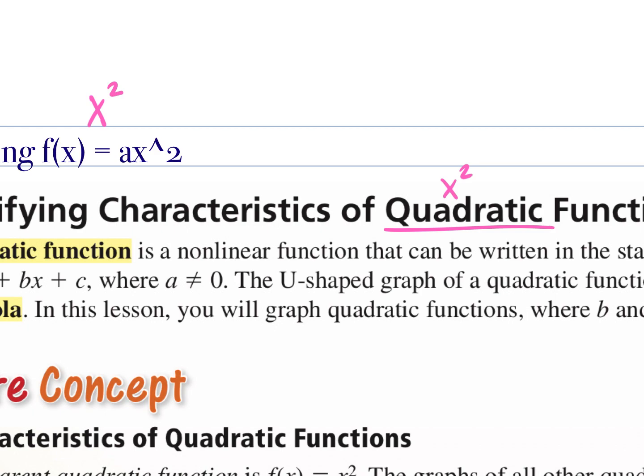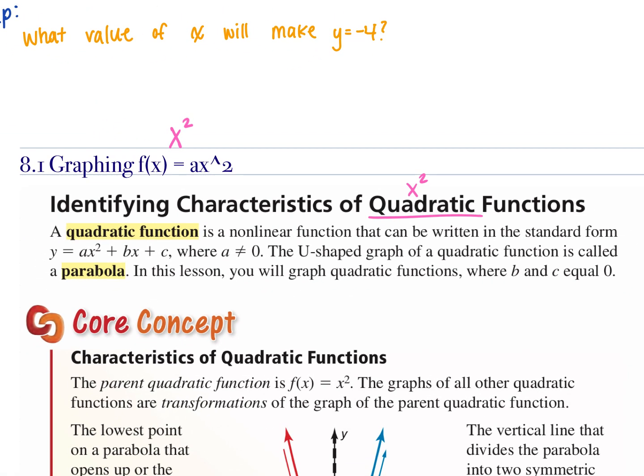A quadratic function is nonlinear, meaning that it's not a straight line. It's written in standard form when our highest degree comes first. We've written them in standard form before. And it has a U-shaped graph. The U-shaped graph of a quadratic function is called a parabola. That's just the name of the shape of the graph.